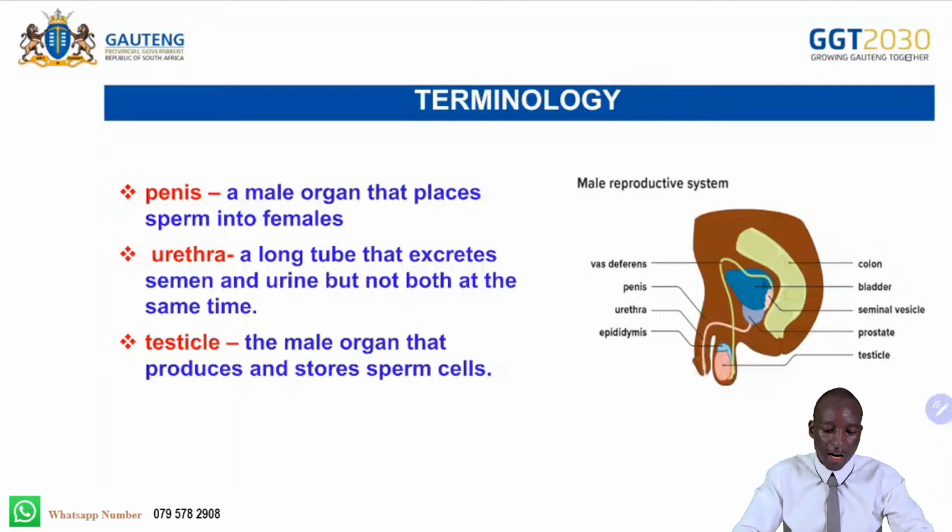As you go to the next one, there is the testicle. Let's locate it from our diagram. There is the testicle. Right. This one is the organ that produces and also stores sperm cells.